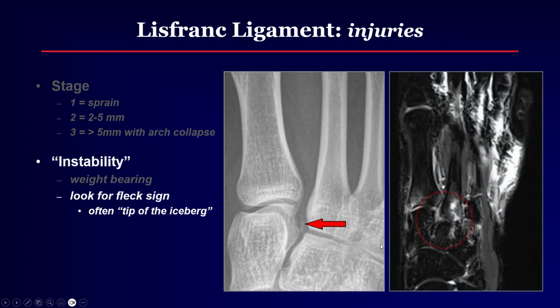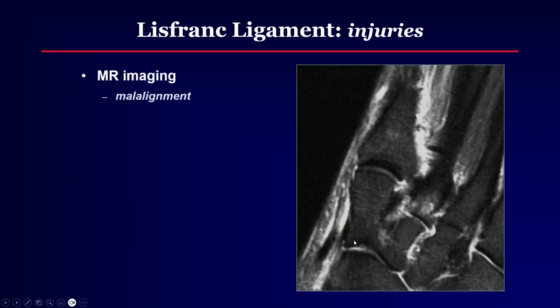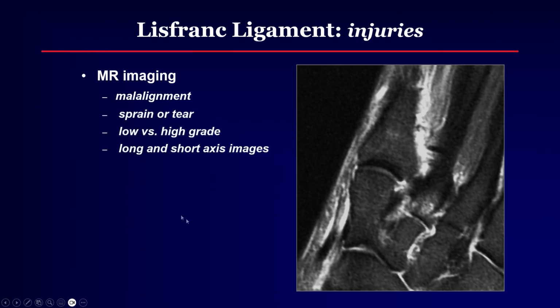Here's the same patient on MR. All right, so massive injury with just that little fleck. MR imaging tends to look in the long and short axis. You can look directly at the major parts of the ligament and just see, as one of our women's basketball players, a high-grade tear of that interosseous portion.